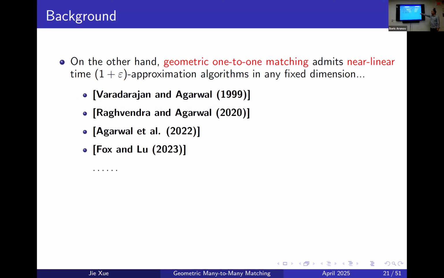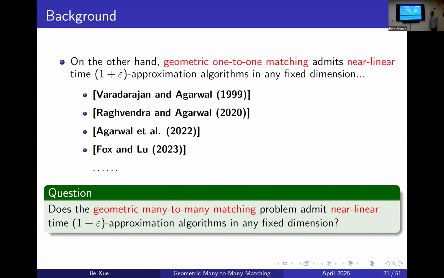So yes, there is a lot of work on this problem. Now the question is, since we can have a near linear time approximation algorithm for one-to-one matching, what about the geometric many-to-many matching problem? Does it also admit a near linear time 1 plus epsilon approximation algorithm in any fixed dimension? Our new work solves this problem.